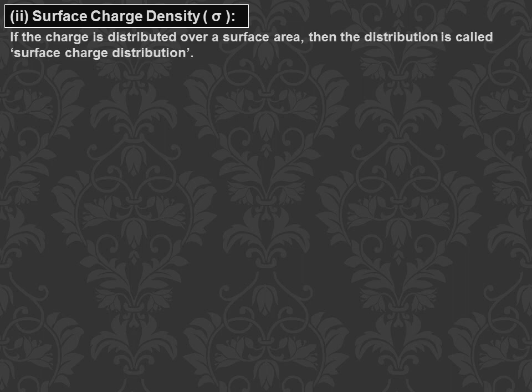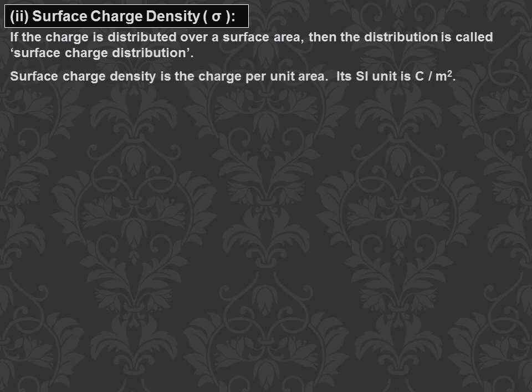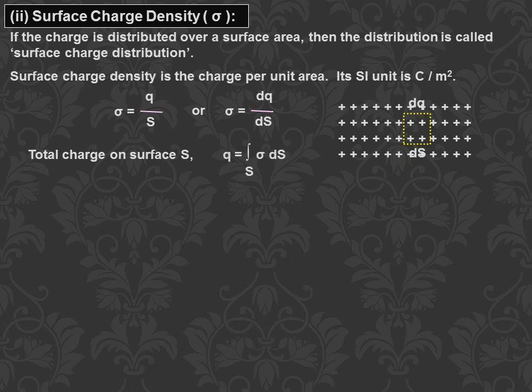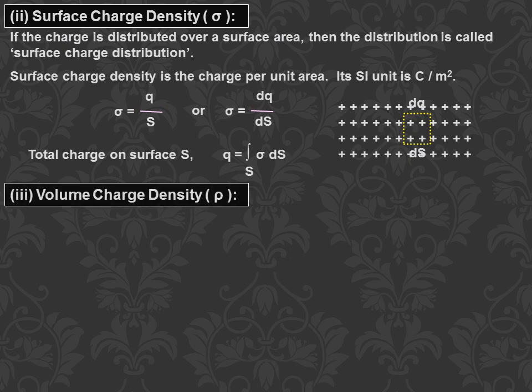Surface charge density, which is denoted by sigma. If a charge is distributed over a surface area, then the distribution is called surface charge distribution. Surface charge density is the charge per unit area and its SI unit is coulomb per meter square. Let us take a charge distribution over a surface and one elementary part is taken from it, ds, in which dq charge is present. Therefore, sigma is equal to dq by ds and the total charge on the surface S is obtained by integrating sigma ds over the whole surface S.